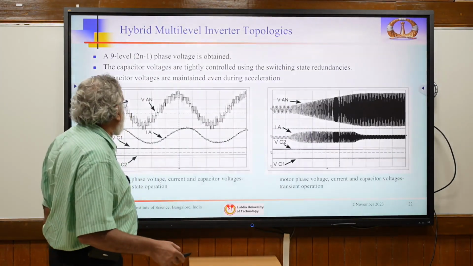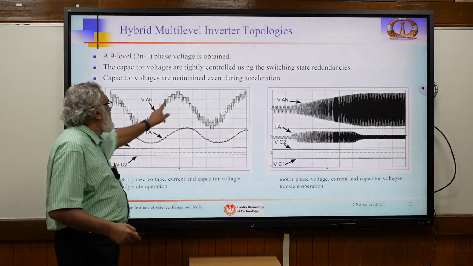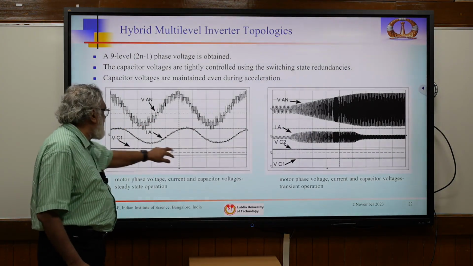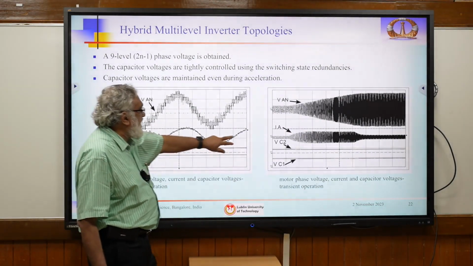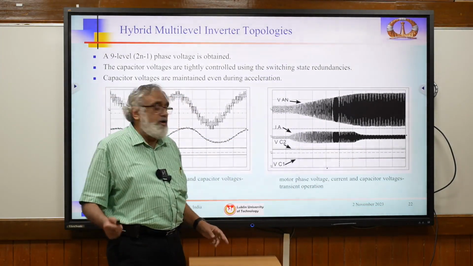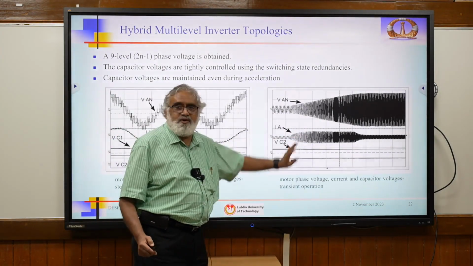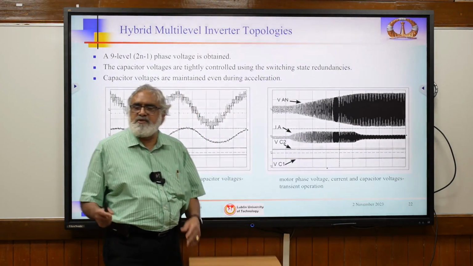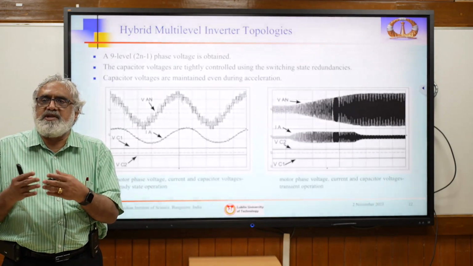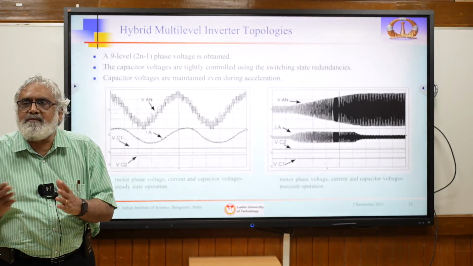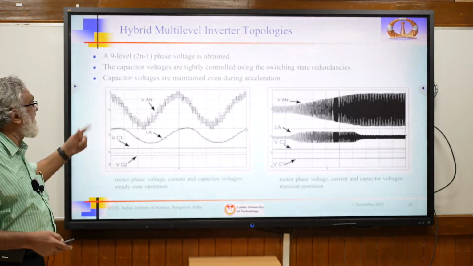This is run by Roshan here. This is the 5-level structure. The current is sinusoidal, the capacitor is balanced tightly. And the capacitor can be controlled not only during steady state, transient conditions also. Sudden transients are also possible. That means we are using a switch in a PWM cycle using switching state redundancy. We control the capacitor. So 5-level is possible with a single DC link.